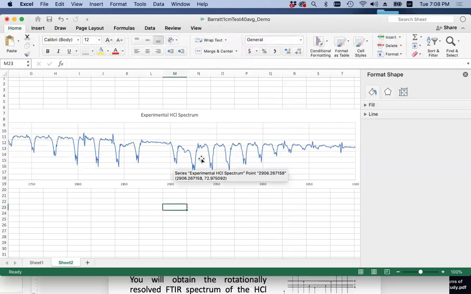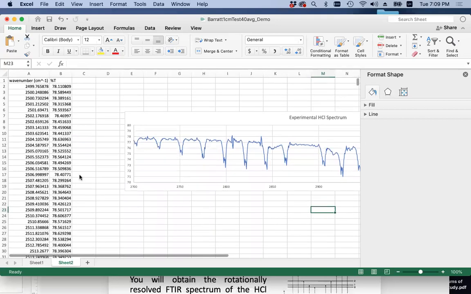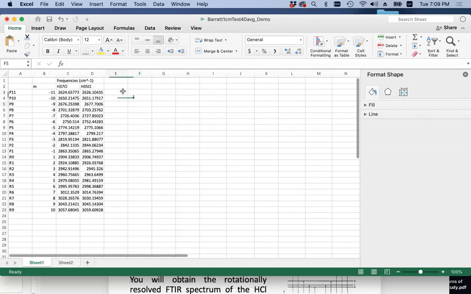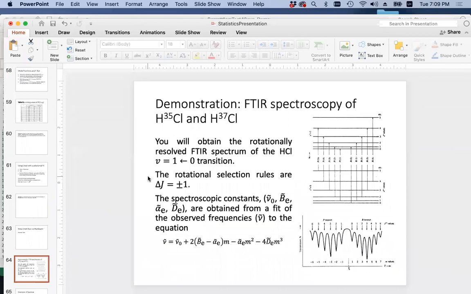So I'm going to plot my graph like this, zoom in really, really closely, obtain the frequencies very precisely, and make a table of those frequencies. And I've done that already in sheet 1 of this spreadsheet. So for each R branch transition and P branch transition, I've determined this M value, which is involved in this equation. This is the equation for the frequency of each line as a function of M.